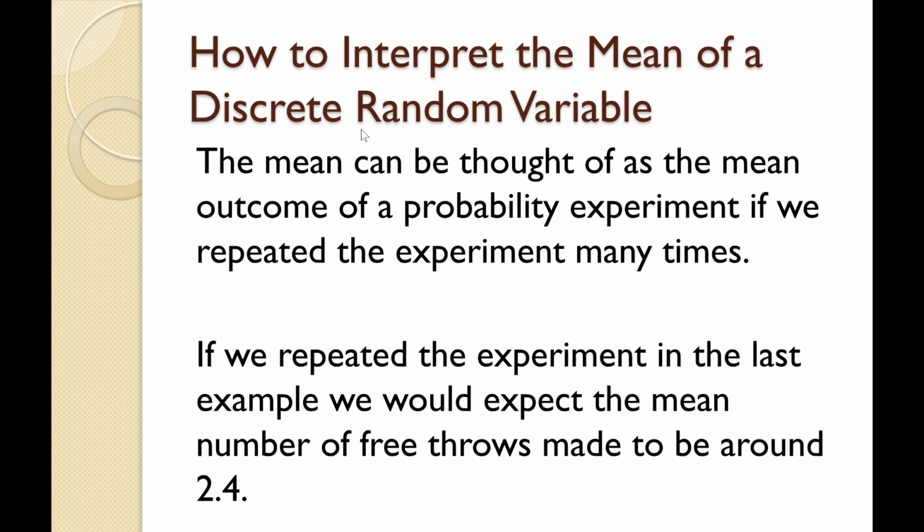So how do we interpret the mean of a discrete random variable? The mean can be thought of as the mean outcome of a probability experiment if we repeated the experiment many times. So if the guy shot free throws 100 times, he would make close to the mean in terms of shots. If his mean is 2, then he averages 2 out of 3, so he probably shoots at a 66% rate. But this says it's 2.4, so he probably shoots a little bit higher than 66, probably 70 or 80%.